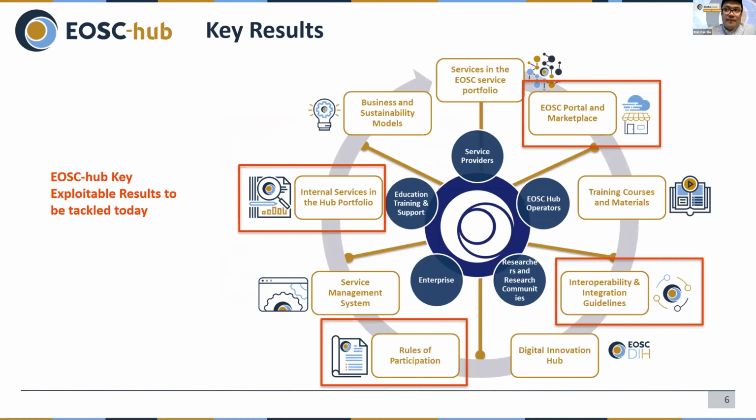In the past few months and years, really, EOSC-hub has come up with a number of results, and we have summarized them into key exploitable results. In today's session, we're going to touch on 4 of those key exploitable results, namely the internal services of the EOSC-hub portfolio, EOSC Portal and the Marketplace, interoperability and integration guidelines, and rules of participation.